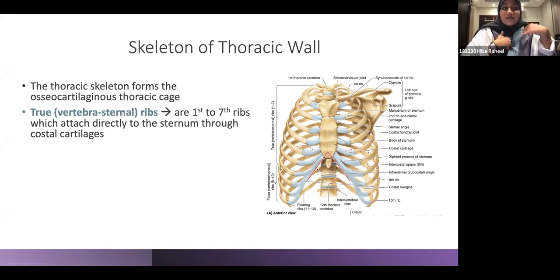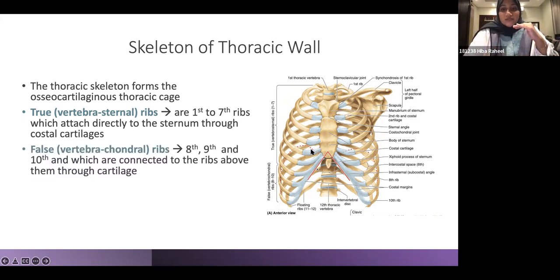So you can actually feel it if you put your hand here. The true ribs are those ribs that attach directly onto the sternum. These are called the vertebra-sternal ribs, okay? So it's the first seven. And how do they attach? They attach through a cartilage. This cartilage, this white grayish structure that you see, this is the cartilage.